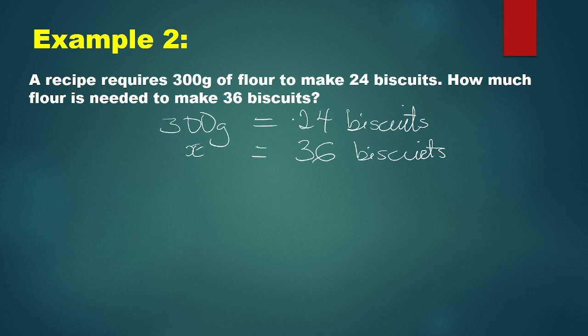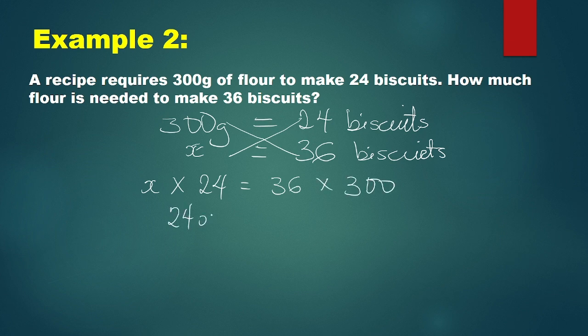To solve this, I will apply my x method because it's in direct proportion. And that's simply x multiplied by 24 equal to 36 multiplied by 300. x times 24 is 24x, while 36 times 300, that's 36 times 3, 18, 10. Don't forget your two zeros, is 10,800.